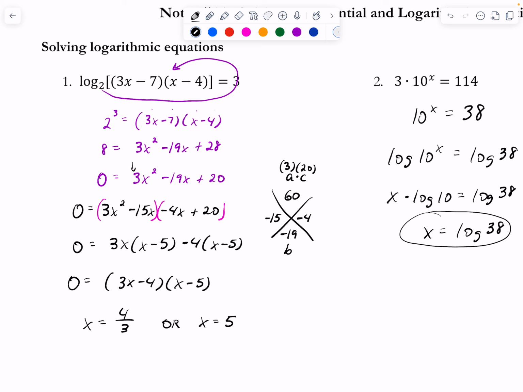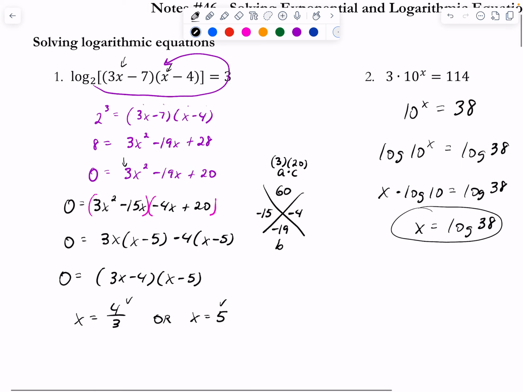So when I plug 4/3 into x, I'll notice the one on the right, 4/3 minus 4, is a negative. However, if you multiply that 3 times 4/3, you get 4 minus 7, that's also a negative. And a negative times a negative does become a positive argument. So in this case, the 4/3 is okay. If I plug in 5 for both of those, I get positive also. So both of these are going to work. We just want to make sure you're checking so you don't have any negative arguments.